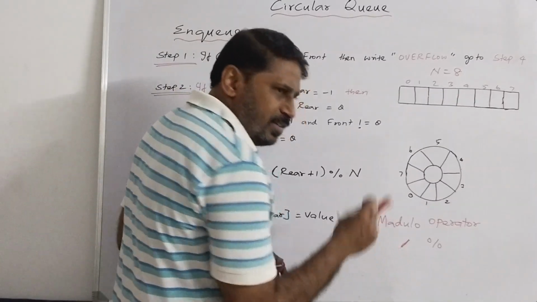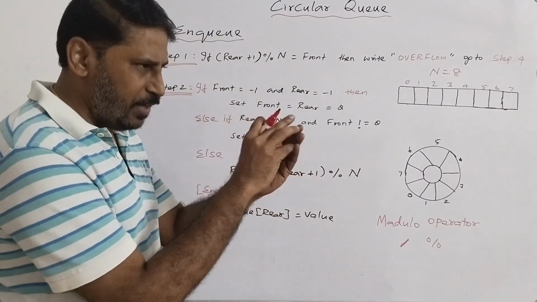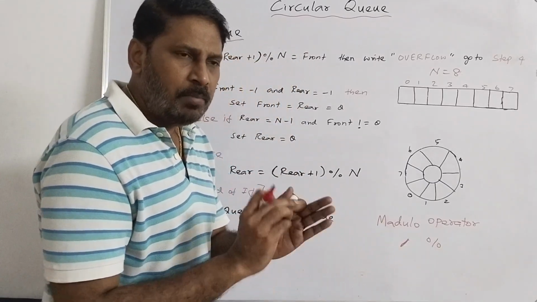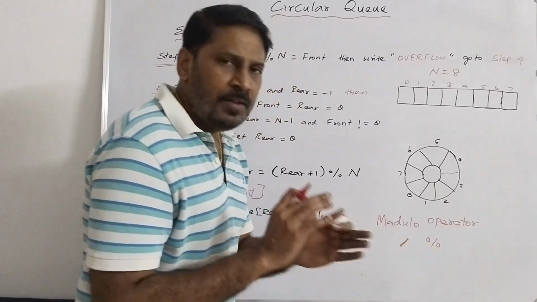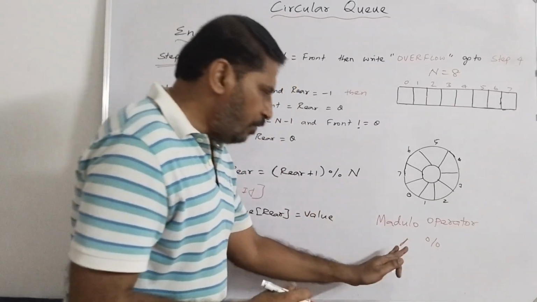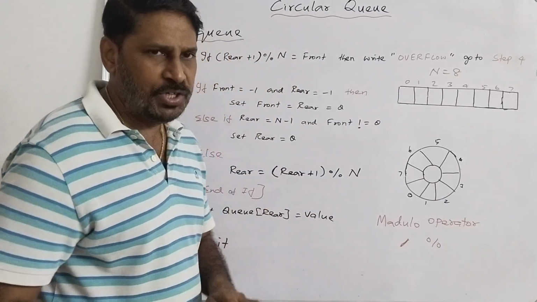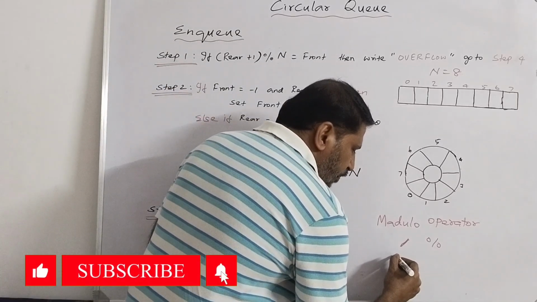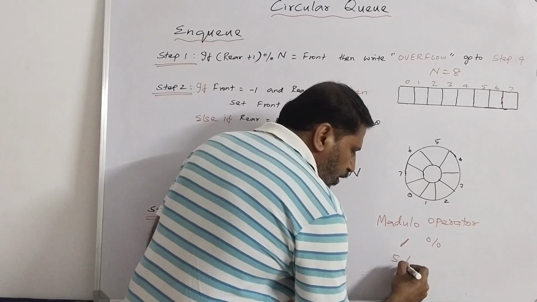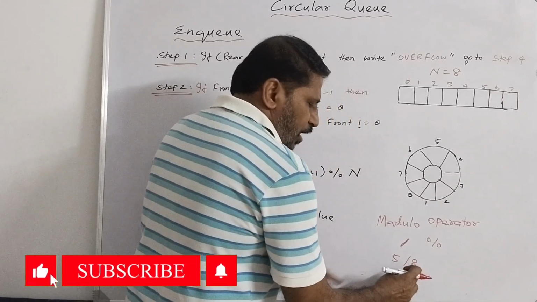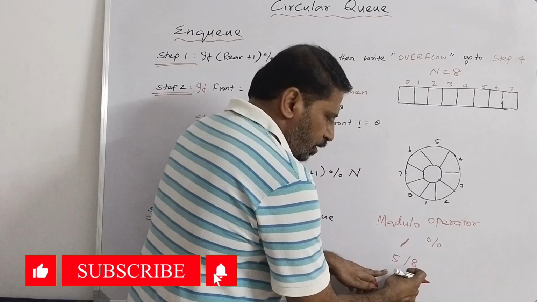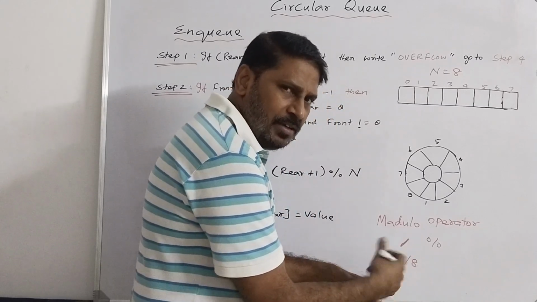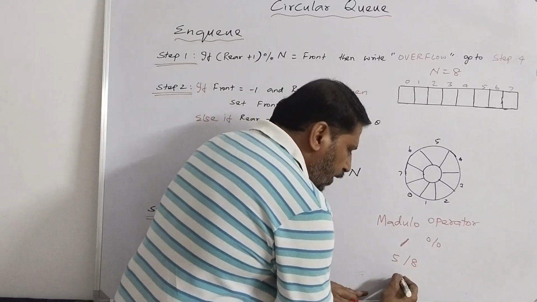The division operator divides one number with another number, and the modulo operator also does the same thing. But the modulo operator gives the remainder, whereas the divide operator gives the quotient. For example, suppose I want to divide 5 by 8. 5 divided by 8, what is the resultant value? 8 is a bigger number, 5 is a smaller number. So that's why the result is a fraction. So what is it? 0.6.